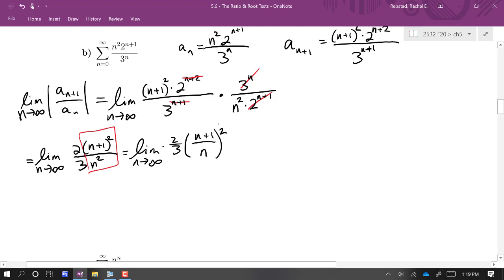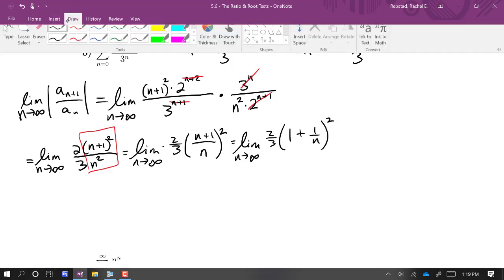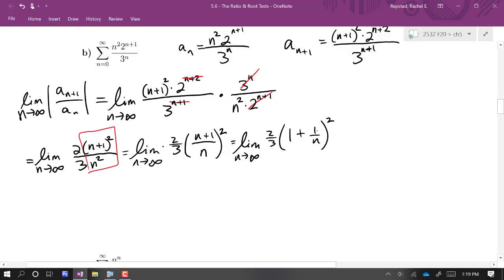I could split it up over the addition up top. So that's n over n is 1, plus 1 over n, squared. And now as n approaches infinity, 1 over n approaches 0. That means that this approaches 1, or 1 squared, which is 1. And overall, we're multiplying that by 2/3. So overall, this limit is 2/3.